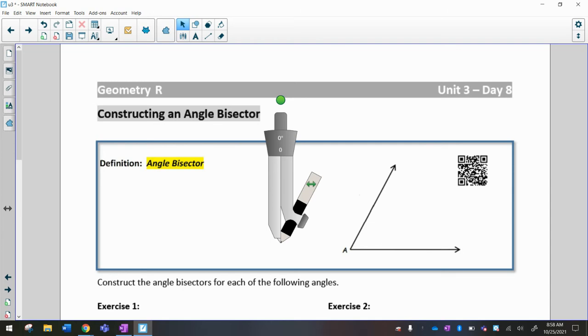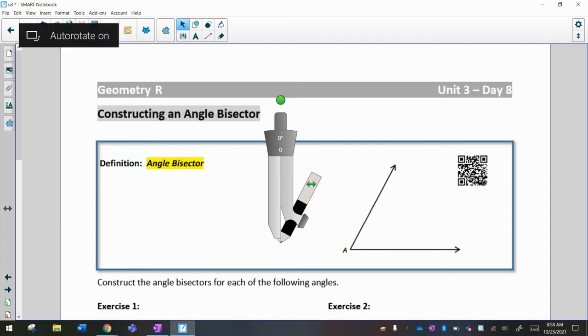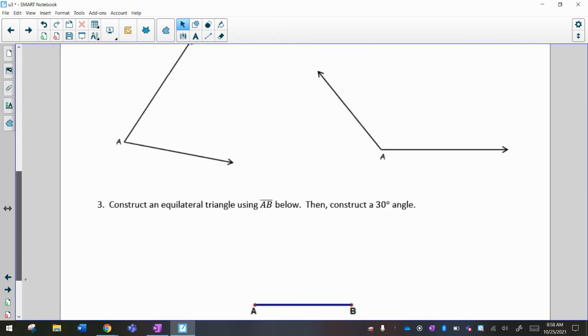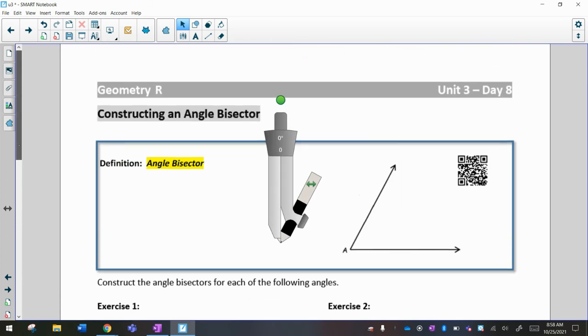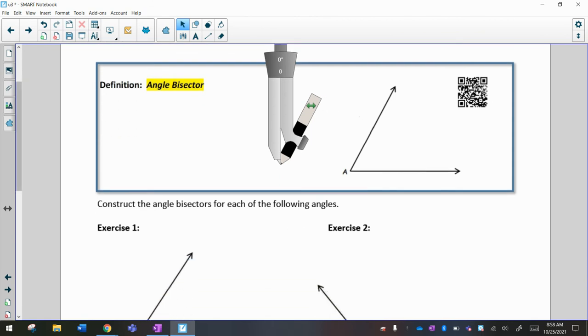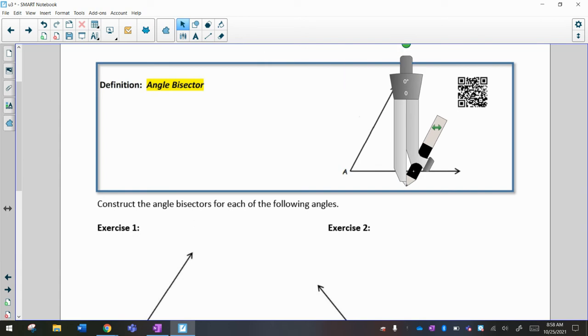Hello, students. Today we are going to work on Unit 3, Day 8, Constructing an Angle Bisector. If you are in your notes right now, turn to the page that says Day 8, which is page 17. You are going to need a compass and a ruler, so if you don't already have one, get one.